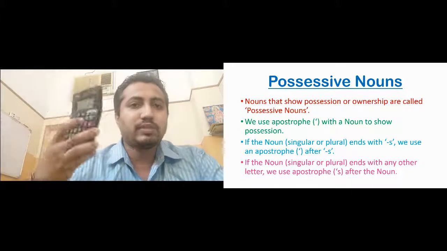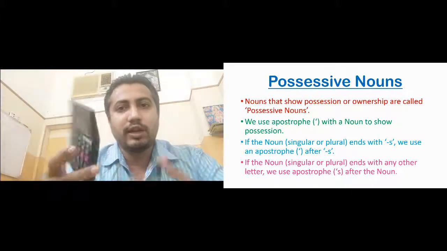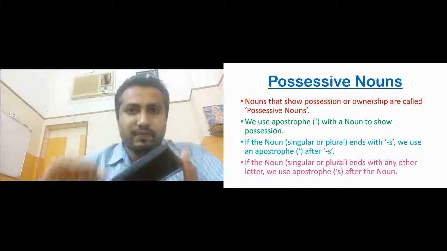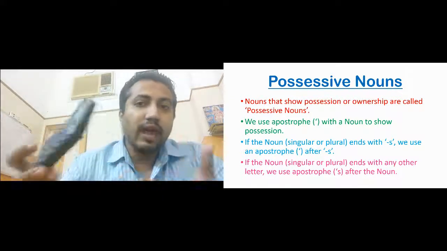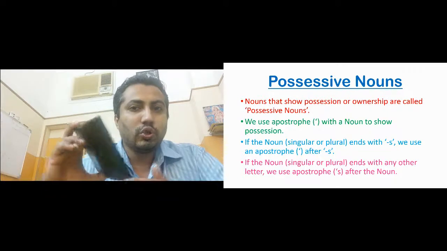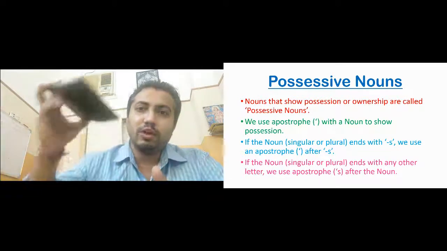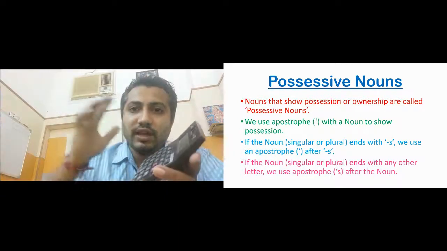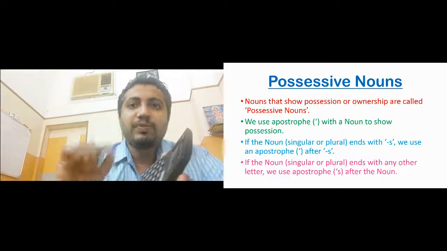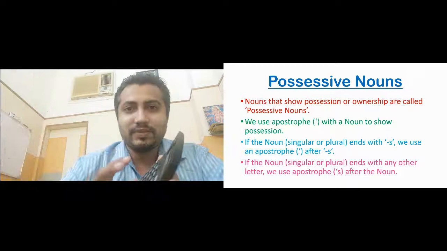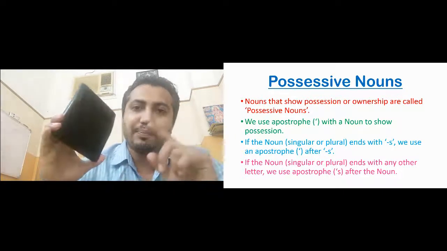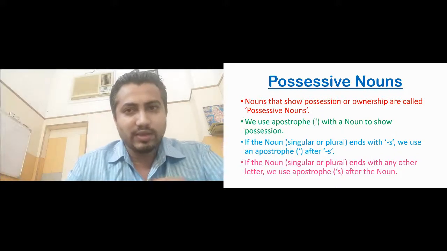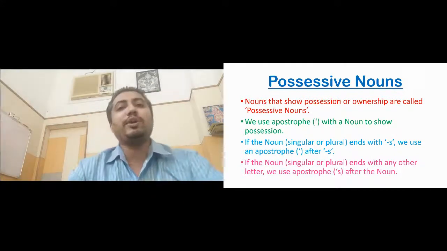For example, this is a calculator. Okay, this is a calculator. Suppose this calculator belongs to Dheeraj. तो ये धीरज का कैलकुलेटर है, so we have to show it, that is this calculator belongs to धीरज. So हम उसको कैसे बोलेंगे? धीरज apostrophe s, Dheeraj's calculator, isn't it? So that Dheeraj apostrophe s, Dheeraj becomes a possessive noun. Understand students? So this is what we are going to study.